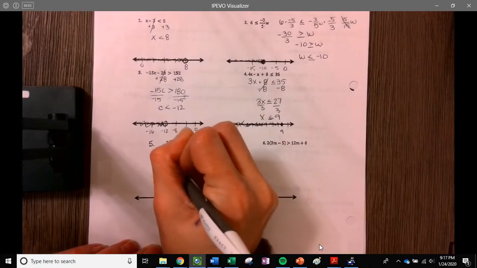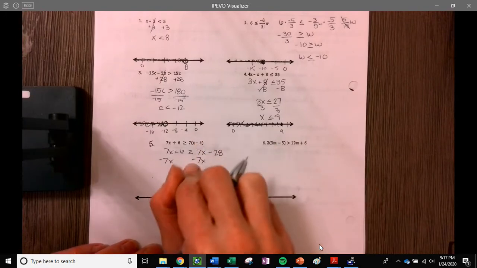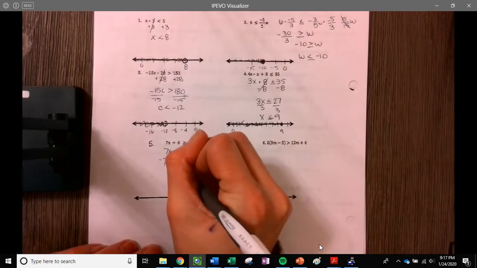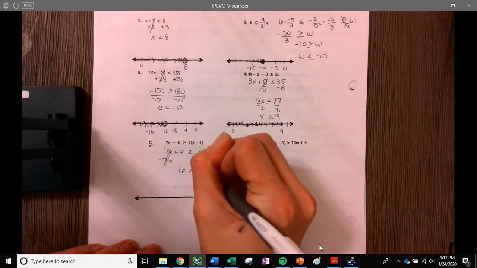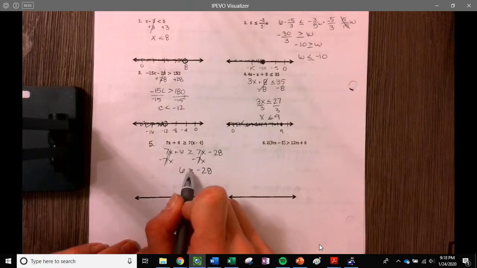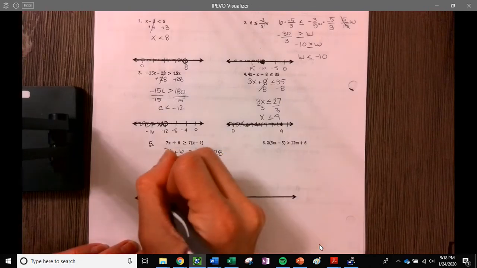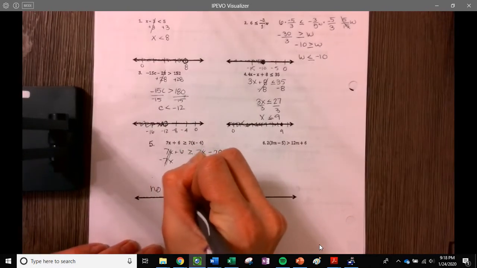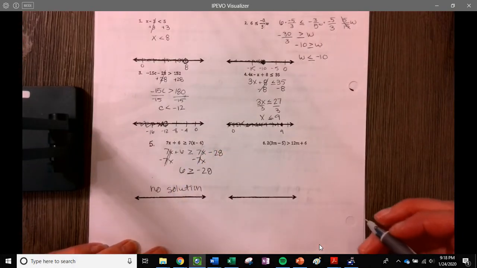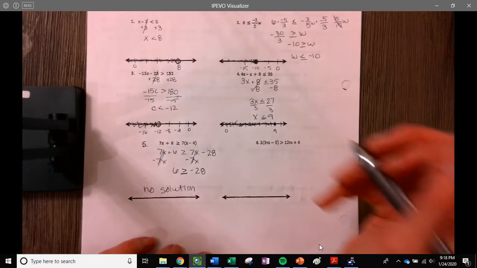I want to move the variables because this is variables on both sides now. Positive 7x, I'm going to subtract and subtract. Well, now I've canceled out my variables on both sides. And just like an equation, this statement can't be true because 6, while it is greater than -28, it is not also equal to -28. No solution. Skip the step of graphing. Isn't that great? Okay, let's do this last one.